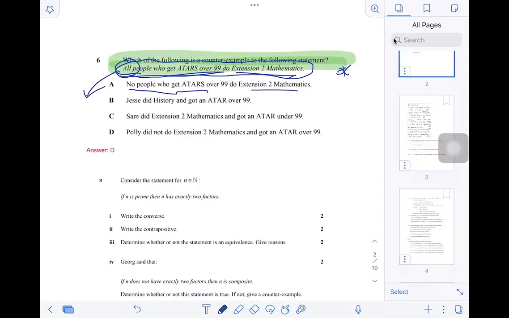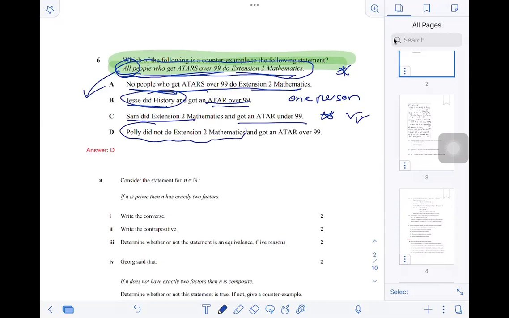Okay, so that one's not going to disprove it. Jesse did history, so that's one person, and he got an ATAR over 99. So we want to look at all the people who get over 99. That's just one person. Sam did extension maths and got an ATAR, so that's not going to disprove it. That more or less proves it.